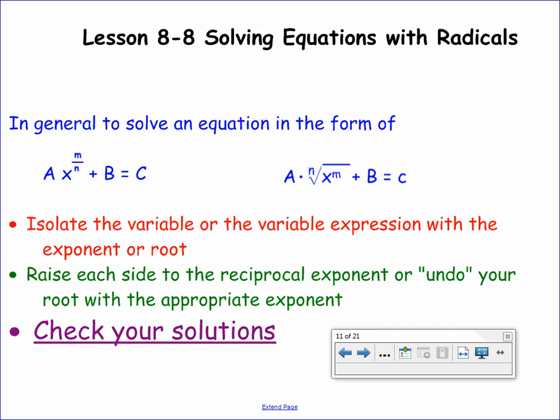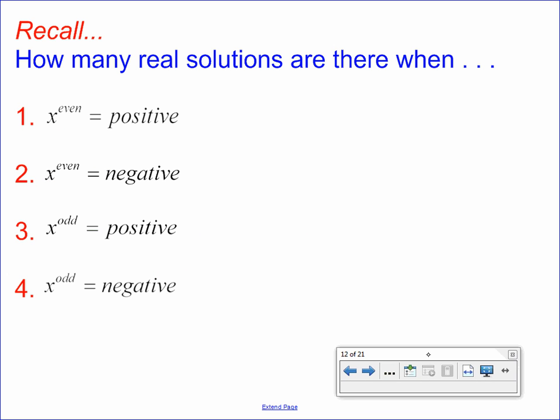Lastly, we want to make sure we check our solutions. I want you to think about, on your note sheet, how many real solutions there are if we're dealing with a power function, x to an even integer exponent, set equal to a positive number.